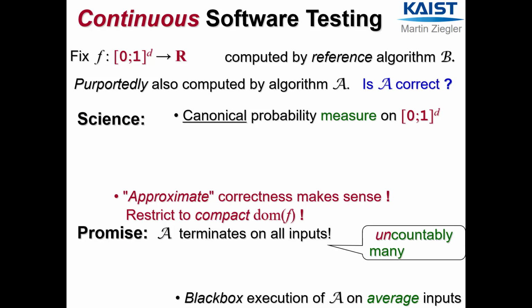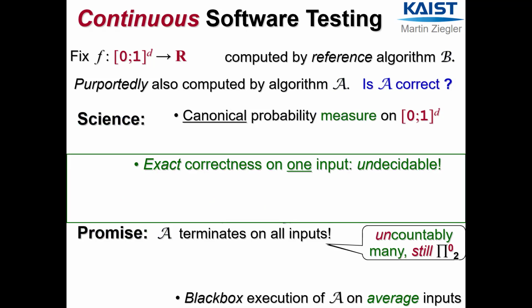It's still a Pi-0-2 property, with emphasis on 0, meaning we're still in first order logic. We don't need to go to a second order logic. We don't need to walk up the analytical hierarchy. So with this promise, exact correctness on one input, surprisingly, is undecidable. Remember, in the discrete setting, it was decidable.